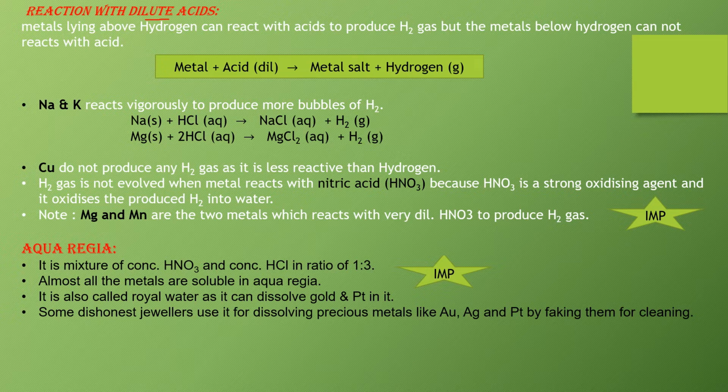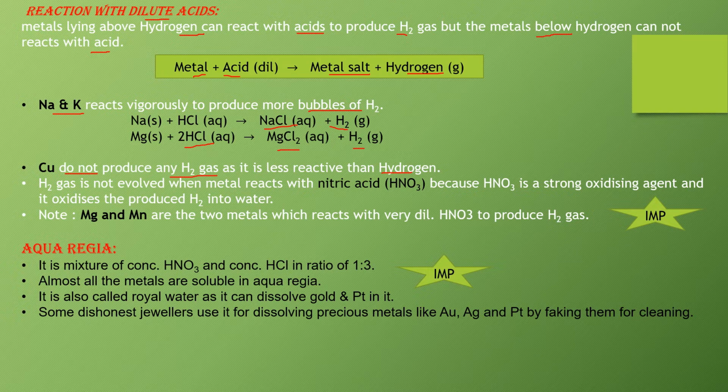Now the next is reaction of metals with dilute acids. Metals which lie above hydrogen in the reactivity series react with acid to produce hydrogen gas. But the metals which are present below hydrogen do not react with acid to produce hydrogen gas. So metal reacts with acid to produce metal salt plus hydrogen gas. Now sodium and potassium are most reactive metals, so they react vigorously to produce more bubbles of hydrogen gas. For example, Na plus HCl gives sodium chloride plus hydrogen gas. Magnesium plus HCl gives MgCl2 plus hydrogen gas. Now, copper does not produce any hydrogen gas. Why? Because it is less reactive than hydrogen.